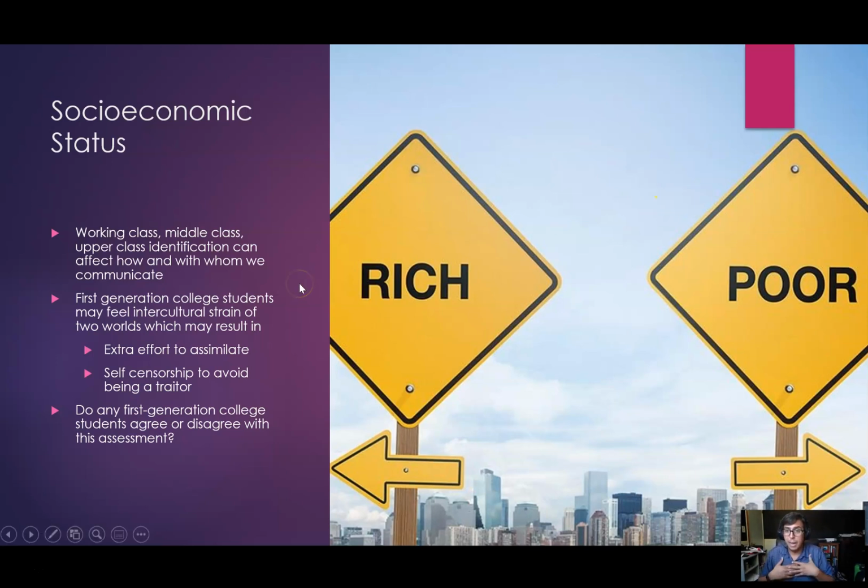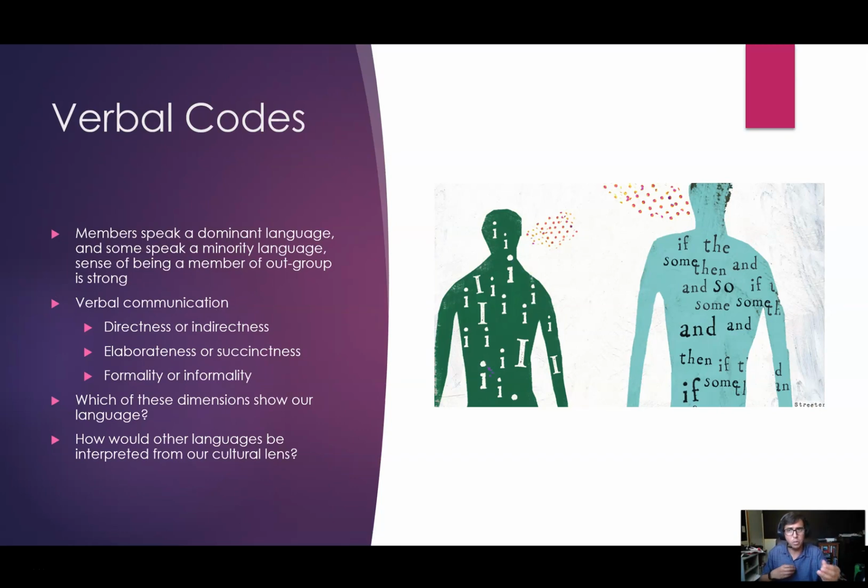So, next, we talk about first generation college students, who may feel intercultural strain of two worlds, which may result in an extra effort to assimilate or self censorship to avoid being a traitor to their class. And we will move on now to verbal codes. Verbal codes: some members speak a dominant language and some speak a minority language. The sense of being a member of an outgroup is strong.